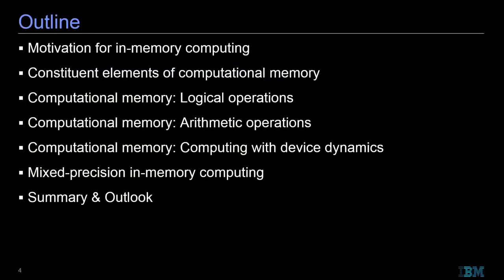Okay, so this is the agenda for the day. First, I want to talk about what is in-memory computing or computational memory, and why we need it. Then I will look at what constitutes this computational memory. What do we have in there? Then we'll talk about some of the operations, some of the computational tasks that you can perform in computational memory. We will look at this concept of mixed precision in-memory computing. And finally, I would conclude with a summary and outlook.